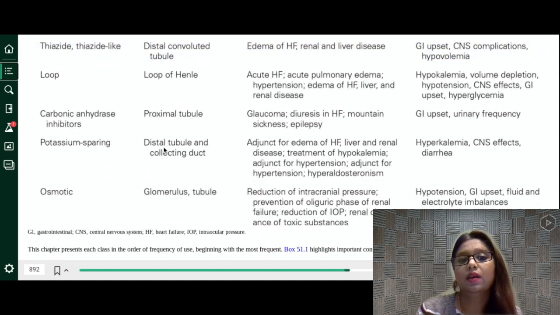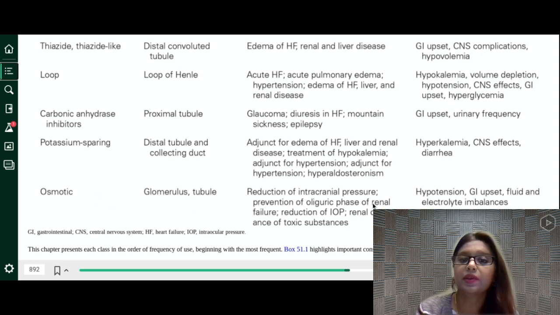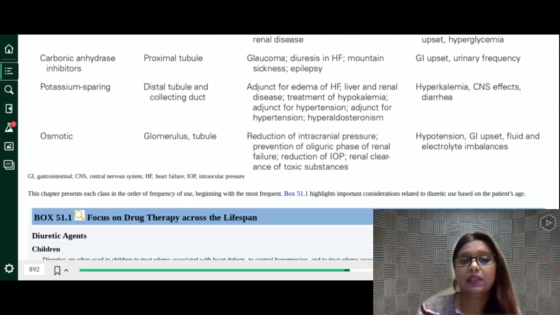Potassium-sparing diuretics work on the distal tubule and collecting ducts, and if you notice, all of them are for fluid overload conditions such as congestive heart failure, liver and kidney diseases, treatment of hypokalemia, all that good stuff. Osmotic diuretics are specifically for brain edema, reduction of intracranial pressure, and prevention of the oliguric phase of kidney failure, and these are specifically mentioned here.